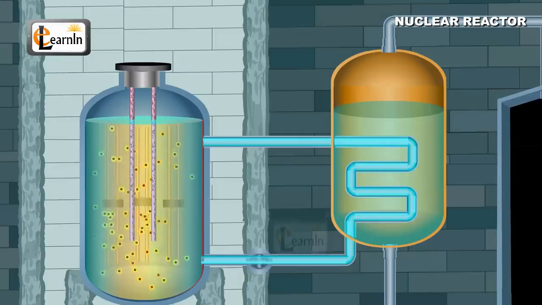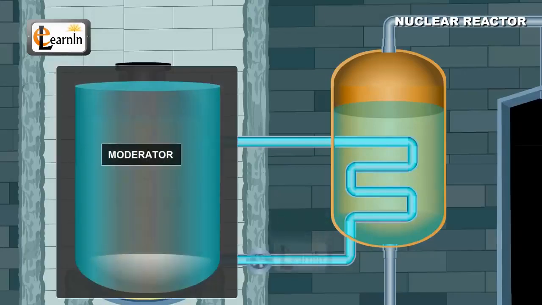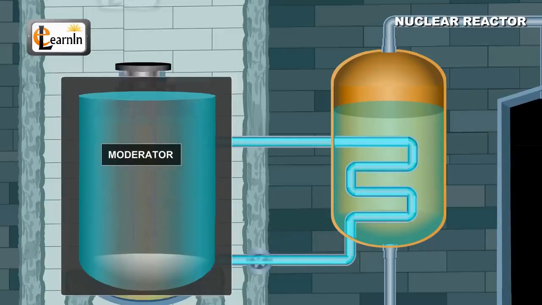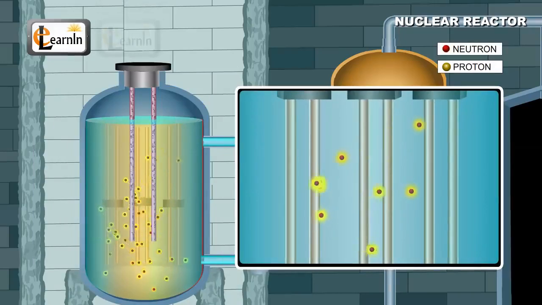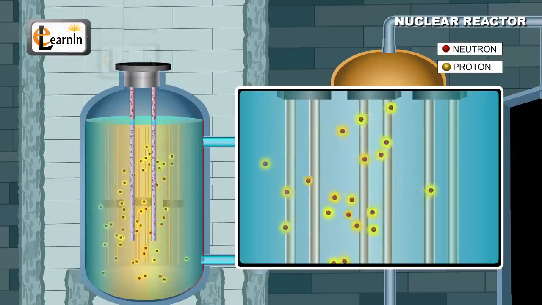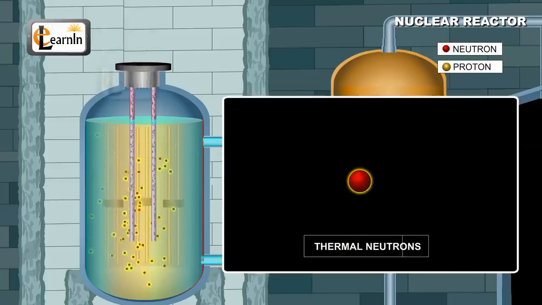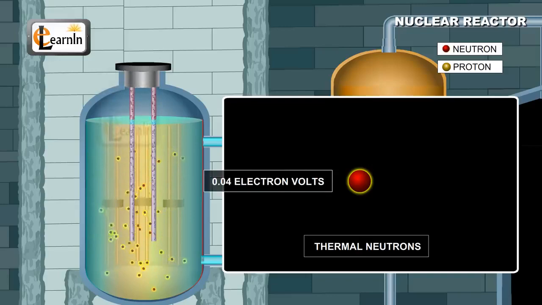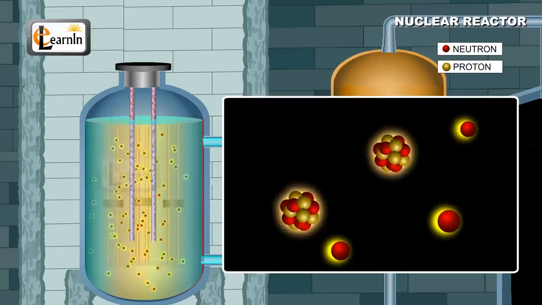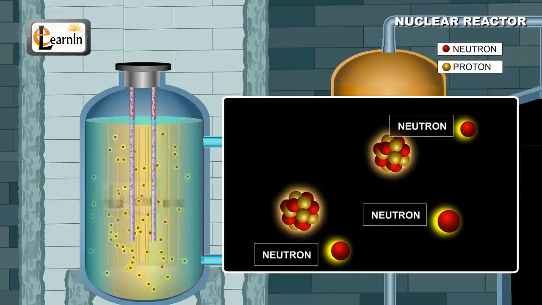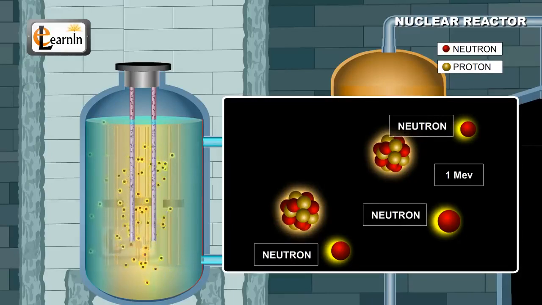These fuel elements are normally immersed in water, which acts as a moderator. The objective of a moderator is to slow down the energetic neutrons in a nuclear reactor, which are produced during the nuclear fission process by the fuel elements. Thermal neutrons, which are the neutrons with energy of about 0.04 electron volts, are capable of producing fission reaction with uranium-235. During the fission reaction process, new neutrons are given out, which have energies of about 1 MeV. This is 1 mega electron volts.